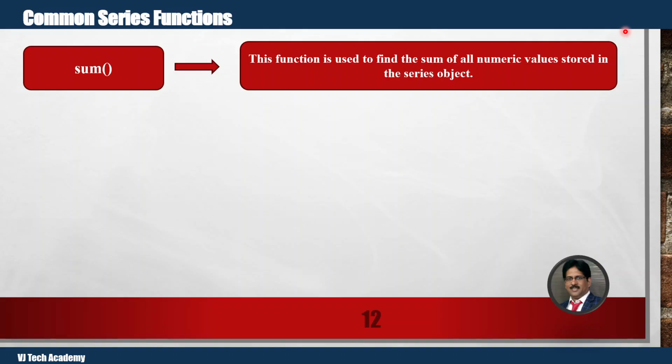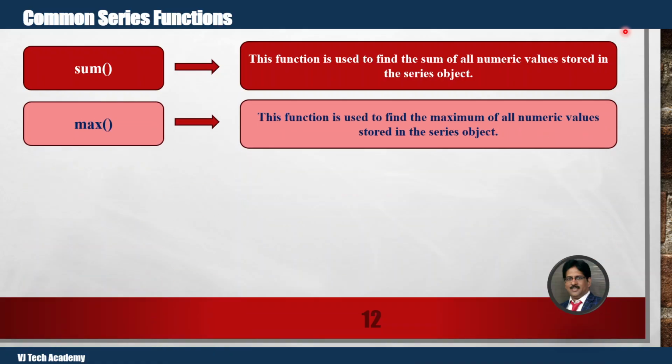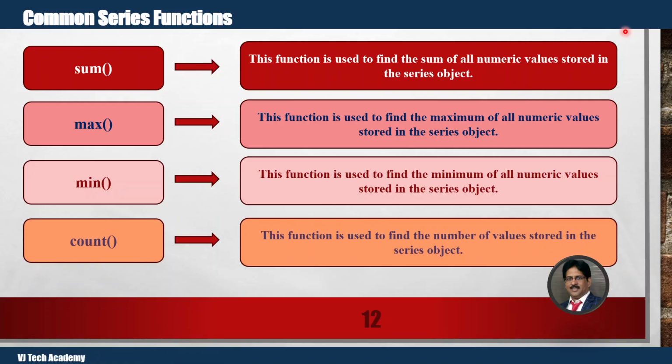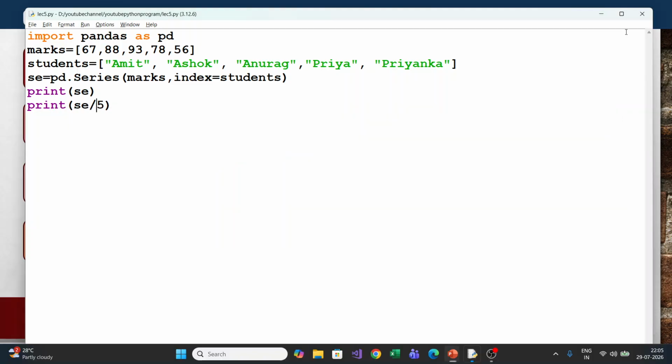First is sum. This function basically is used to find the sum of all numeric values stored in the series object. Max function is used to get the maximum value stored in the series object. Min function is used to find the minimum value from the series object. Count function is used to get the number of elements stored in the series object. We just see it one by one practically as well.